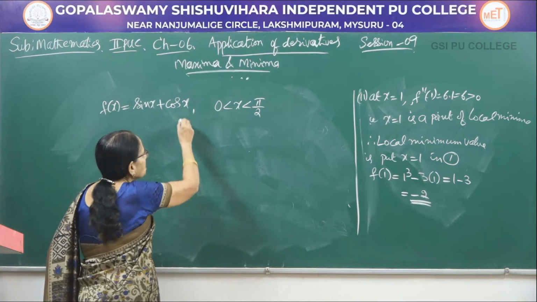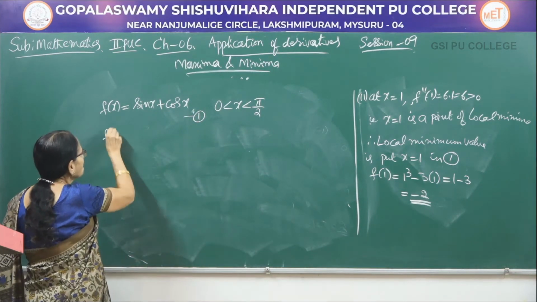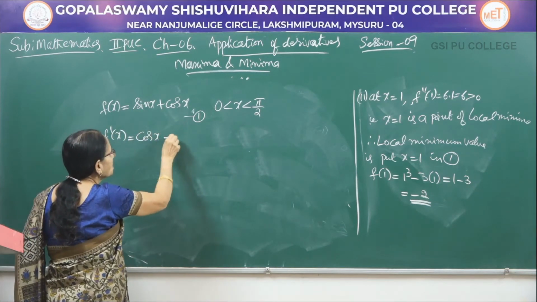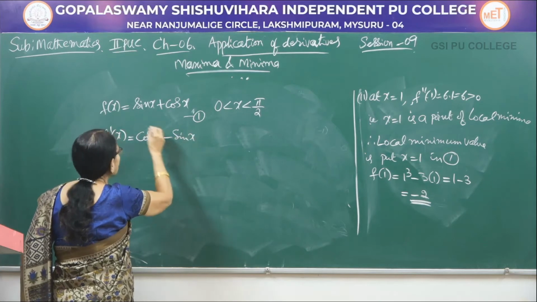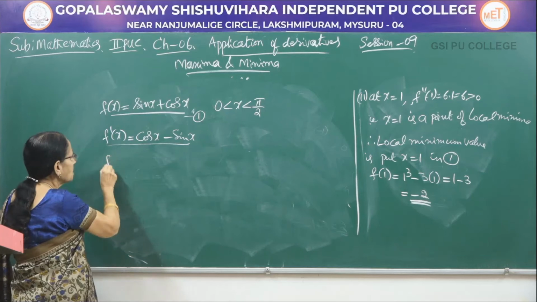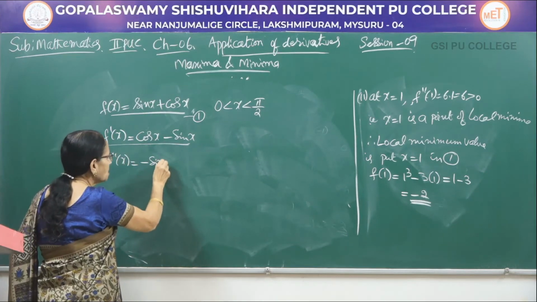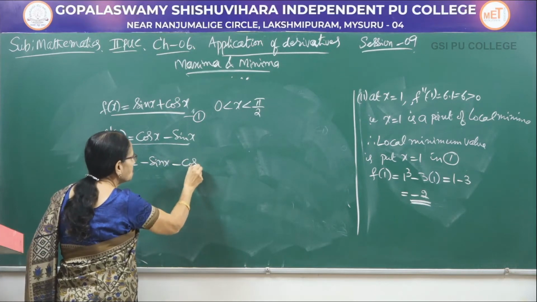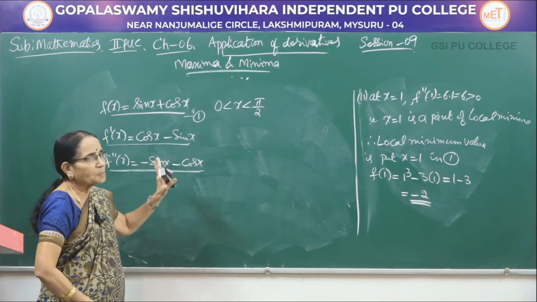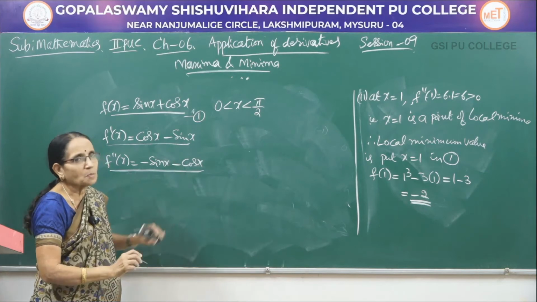The procedure is same as usual. Let me consider this as 1 and find the derivative. First derivative: sin x becomes cos x and cos x becomes minus sin x. This is the given function. This is the first derivative. Let me calculate the second derivative. Cos x becomes minus sin x and this is minus cos x. This is the second derivative. So, our first step is always differentiate once, differentiate 2 times, keep them ready.